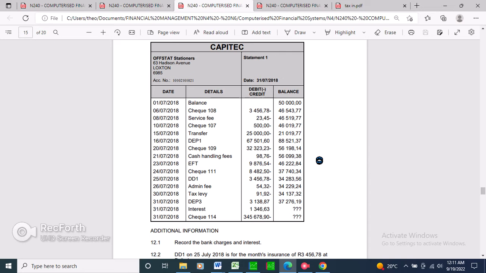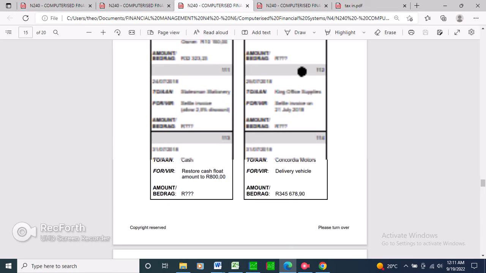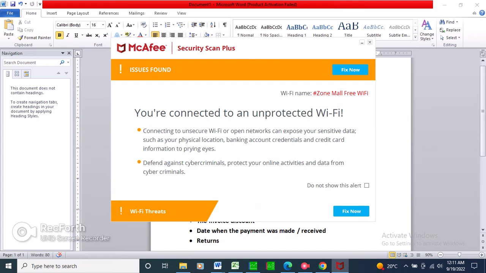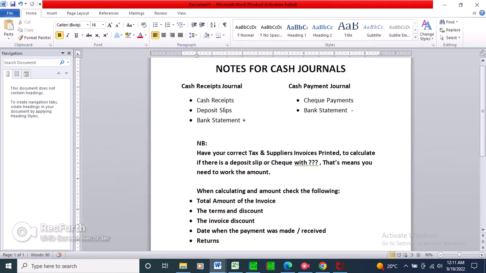Another piece of information you need to be aware of is that you have a correct tax and a supplier's invoice printed. Obviously, when you're processing your cash payment journals, your invoices will be on the desk because they will be printed when you're writing your test or exam. It will be a hard copy with you, because it will help you to calculate. If there's a deposit slip or a check with a question mark, that means you need to work out the amount. Let me show you.